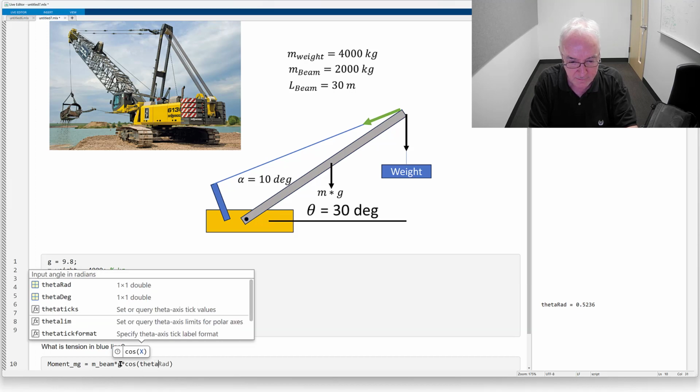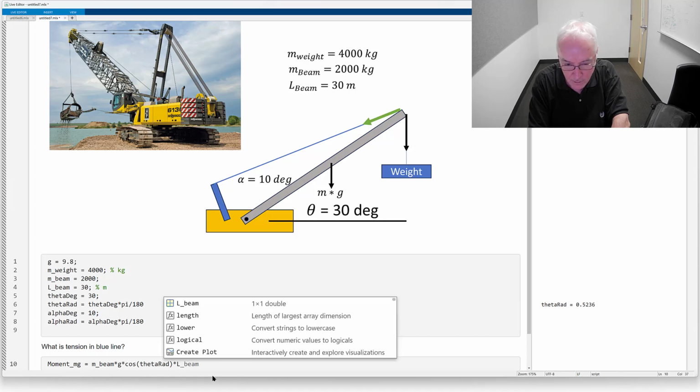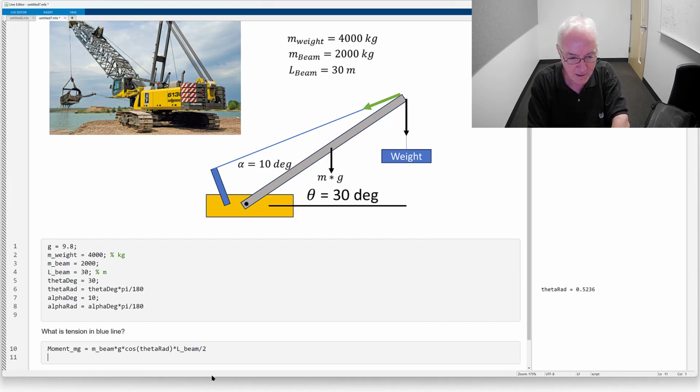And cosines need to operate on things expressed in radians, so we use the radian option. And then the moment arm for the center of mass, well, that'll be half the beam length. It's L_beam divided by 2. Right.